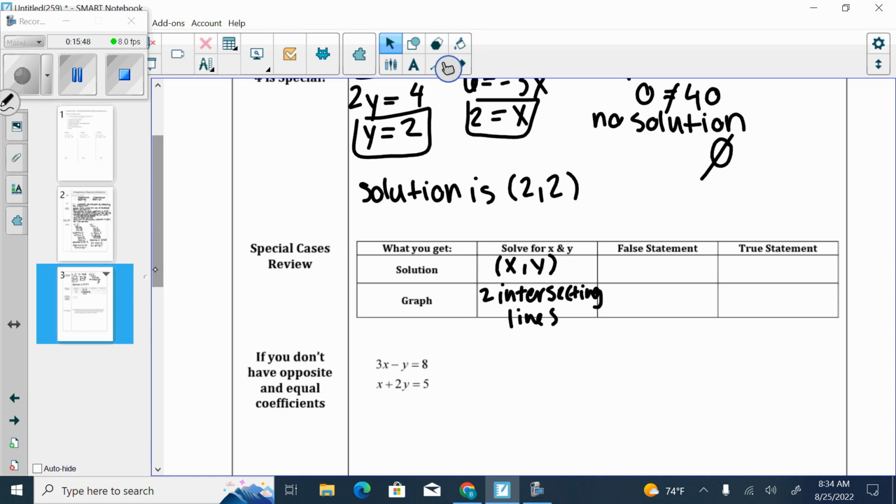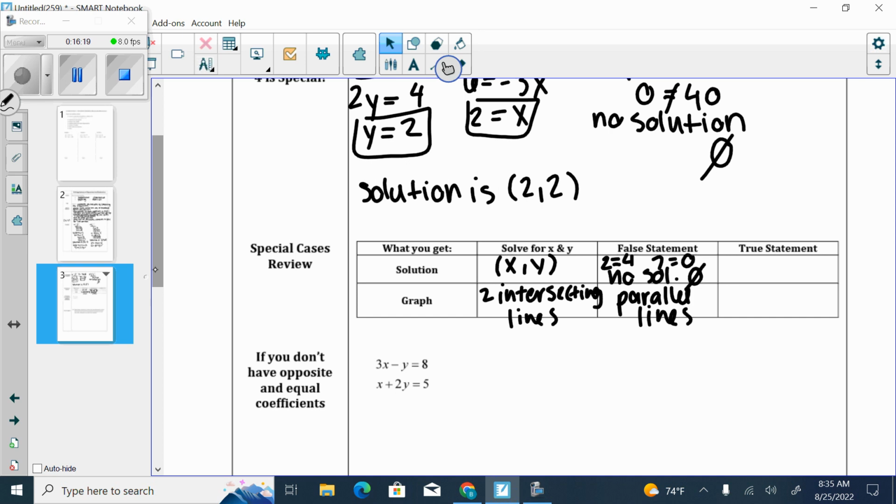Okay. What if we end up with a false statement like we did here? Like 2 equals 4 or 7 equals 0. Then what was our answer? No solution. Very good. No solution, or this symbol here. What would that look like on a graph? Parallel lines. Very good. Because they would never touch. We would never have some intersection points.